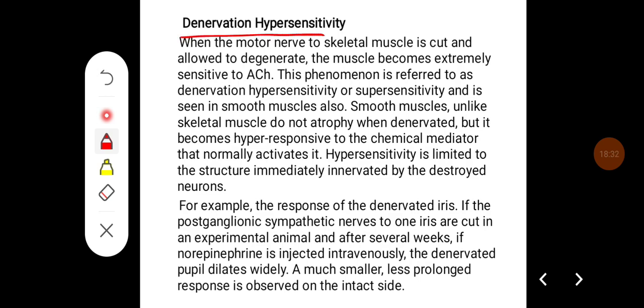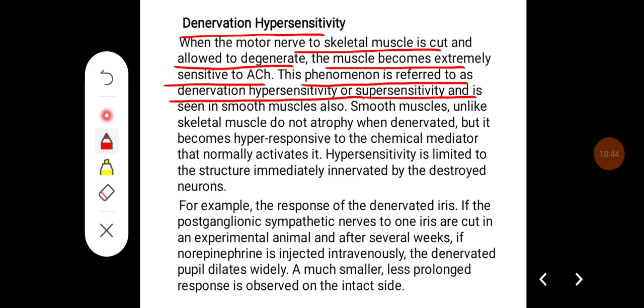Denervation hypersensitivity. When the motor nerve to skeletal muscle is cut and allowed to degenerate, the muscle becomes extremely sensitive to acetylcholine. This phenomenon is referred to as denervation hypersensitivity or supersensitivity, and it is seen in smooth muscles also. Smooth muscles, unlike skeletal muscles, do not atrophy when denervated, but they become hyper-responsive to the chemical mediators that normally activate them.